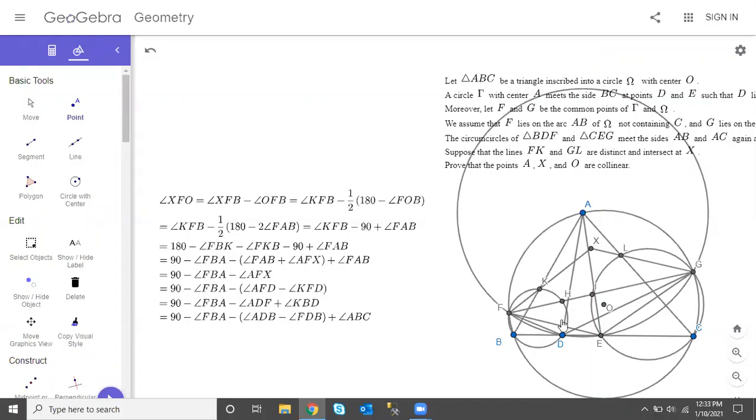But I feel like we're really close, because if we could show XFO is equal to XGO, that would solve the problem. And XFO is equal to this. And FBA, we know, is equal to, yeah.